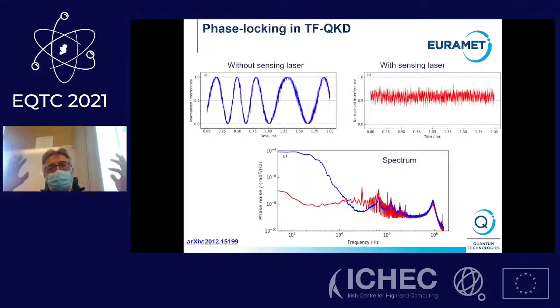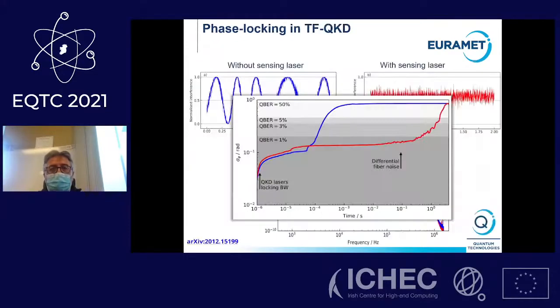To give you an idea of the result, this is what happens in your interferometer, and the time scales, as you can see, are nanoseconds and microseconds. What you see is that you have huge instability in your interferometers, while when you use our approach with the sensing laser that stabilizes the interferometer, the interference remains pretty stable.